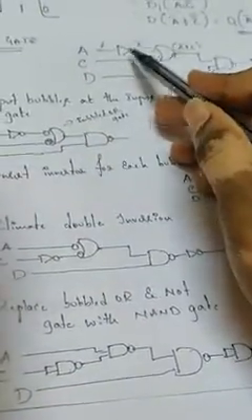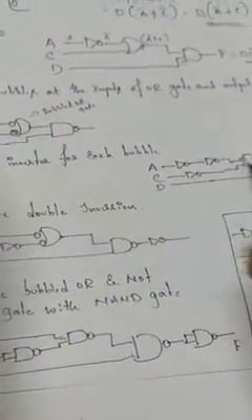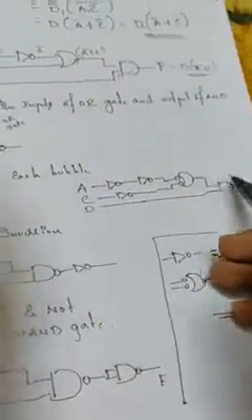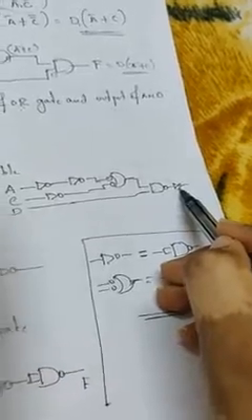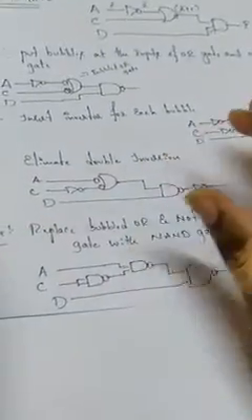Okay. So 2 bubbles are here, so 2 inverters are written. One bubble I added at the output of an AND gate, so I am adding one extra inverter here. Okay, so this is the second step.